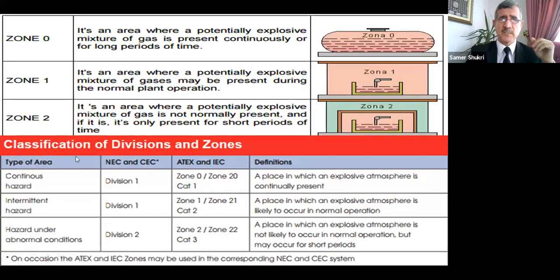We also have classification for zones: zone 0, zone 1, zone 2. For coiled tubing and wireline, we have zone 2 here. If you have a flare, for example, it is zone 1. If you have a tank and a roof above it, it is zone 0. Here is the definition of each one.